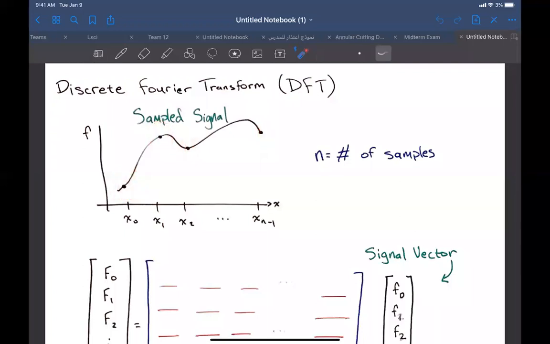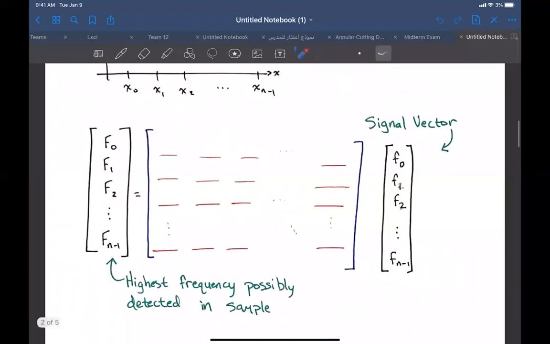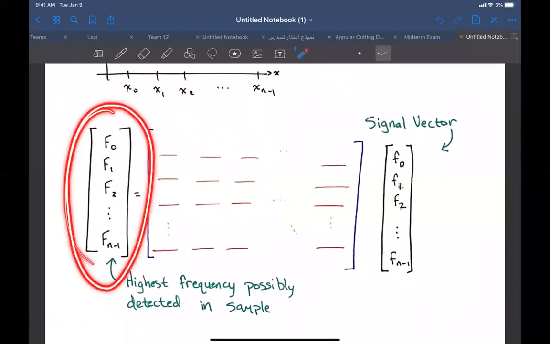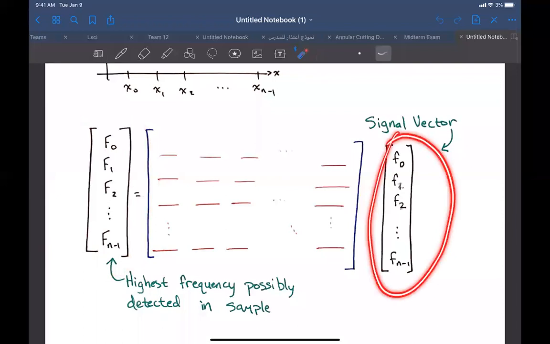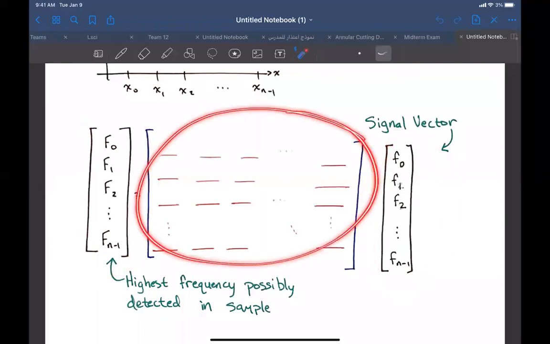And what we want using the discrete Fourier transform is to get an array or a vector of frequency components where F0 would represent the low frequency components, or specifically the DC value. And Fn-1 would represent the highest frequency possibly detected in your sample vector, your signal vector. Now we said in order to get this capital F signal, this frequency signal, we could do a matrix multiplication. So we multiply our signal vector by what we called the DFT matrix.